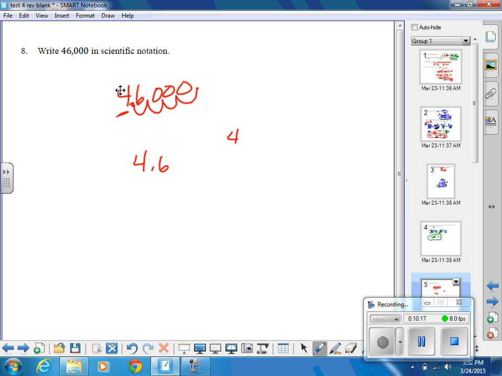So this is 4.6. Any numbers after the decimal that are not 0 get counted here, okay? Times 10 to the 4th power. Where did the 4 come from? I moved it over 4 times. That's where that came from. And that's how we write it in scientific notation. I'm going to stop here and finish out the rest of this in a new video.